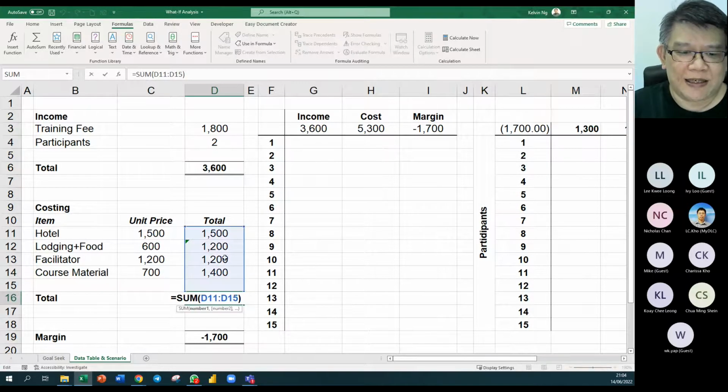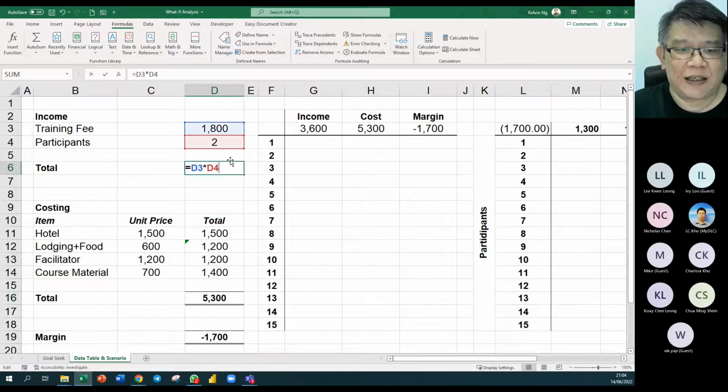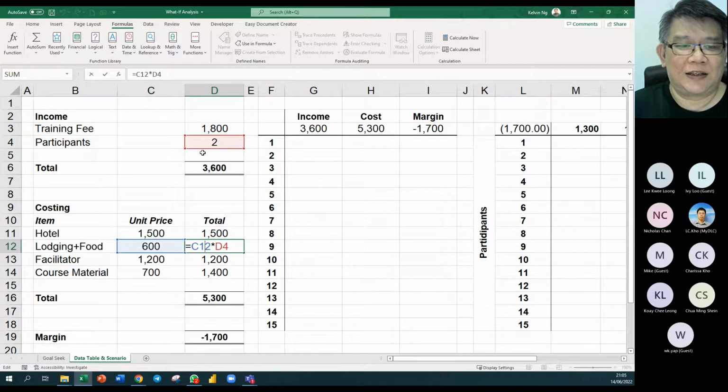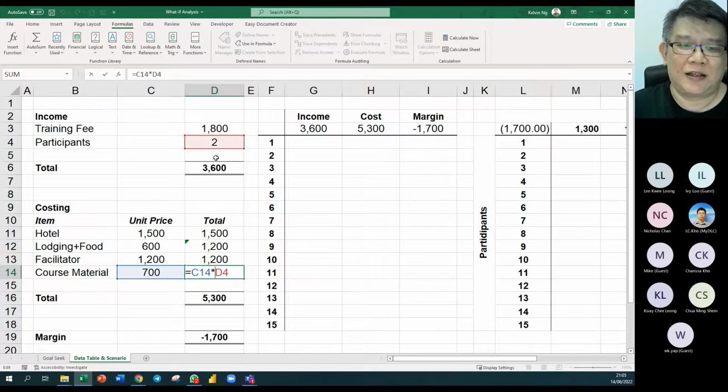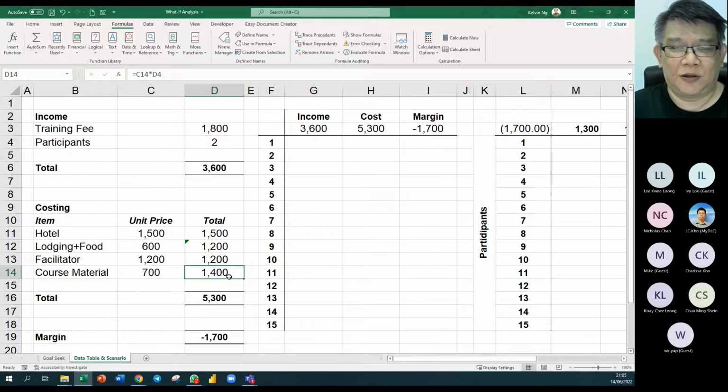Because the formula says sum up this one. Okay, now this income 3006 is 1008 times 2. Okay, very simple. And there are some formulas here. This formula is 600 times 2. This one is just equal to this. Now for the cost material, it's the same, 700 times 2, 1004. So they are all linked up using formulas, right?